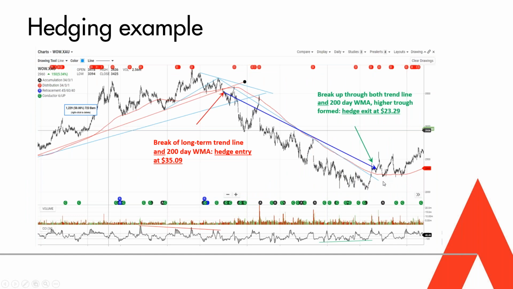So what's a good exit signal for a hedge? How long should we maintain it? Once again, it depends on how aggressive you want to be with the exit, but if we're taking that same long-term view, our exit signal in this case is waiting for it to break up through the downtrend line and the 200-day weighted moving average. So in this case, it breaks through the downtrend line and our 200-day weighted moving average, giving us a signal to exit the hedge at $23.29. So a fairly substantial downturn took place using this method.